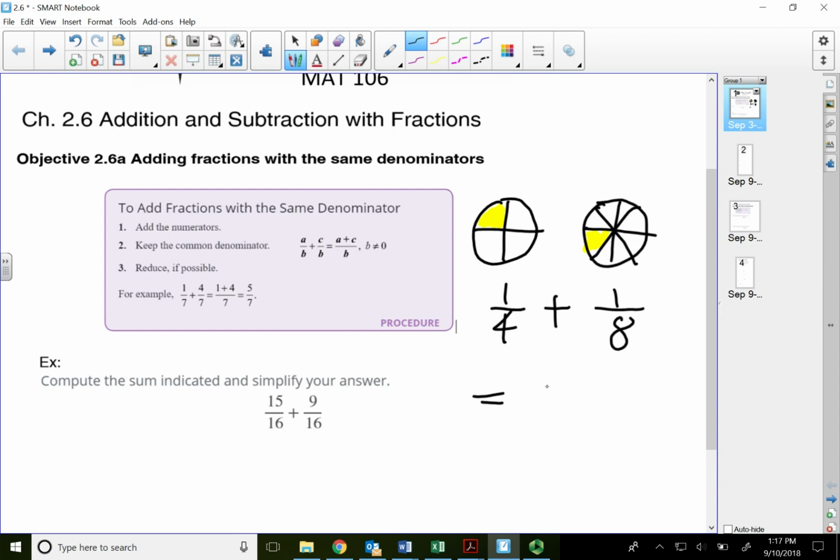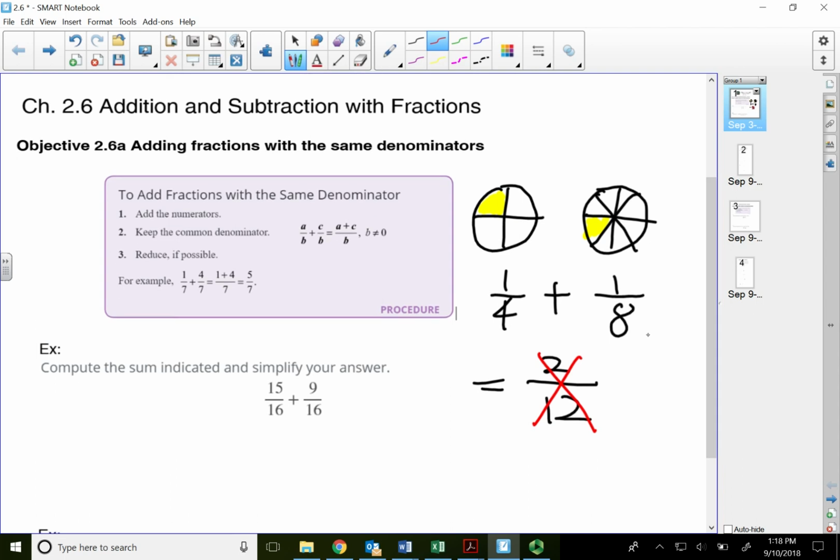So does that mean I ate 2 pizza slices out of 12? The answer is no, because my 2 pizzas are not cut into equal slices. One of them is only cut into 4, the other one is cut into 8. So before I can add any fraction, I have to make sure the denominators are cut into equal slices. I cannot add the denominators at all, and I cannot add my numerators before the denominators are the same.